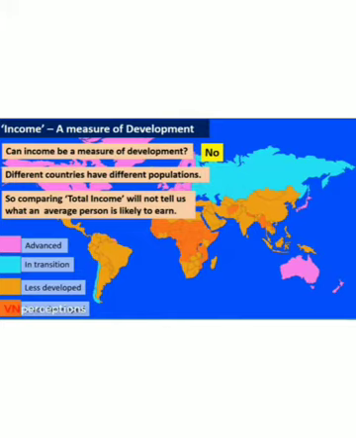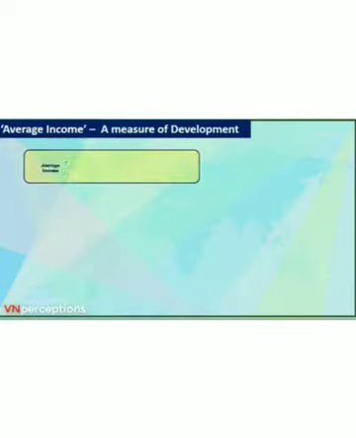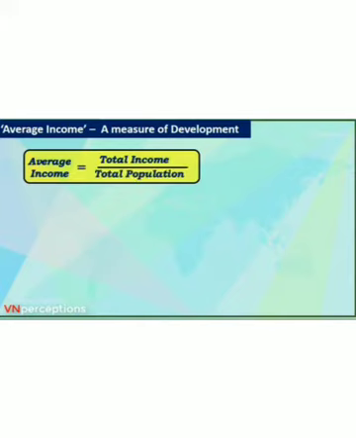So we can go for the average income of a person of that country. The average income, let us see whether it is a measure of development. So average income, how do we get it? Average income means total income divided by its population. So this is also called per capita income.